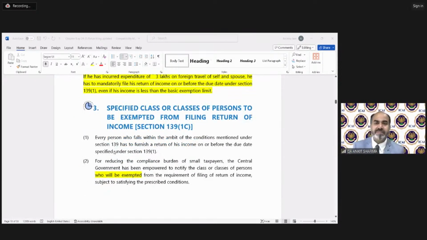Next, specified class or classes of persons be exempted from filing return of income. Technically, we have discussed the provisions regarding those persons who need to file income tax return, but there are certain categories of persons the government can exempt from filing income tax return. So if the government has exempted someone from filing income tax return, then that person need not file an income tax return.